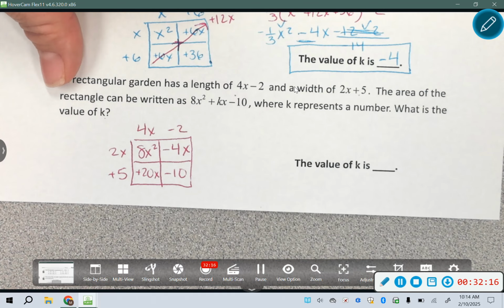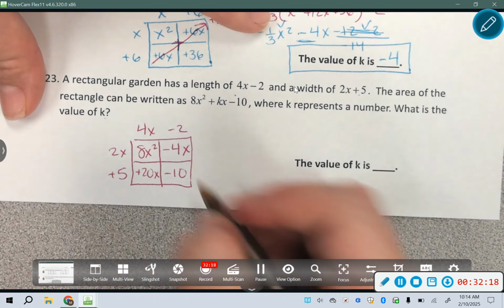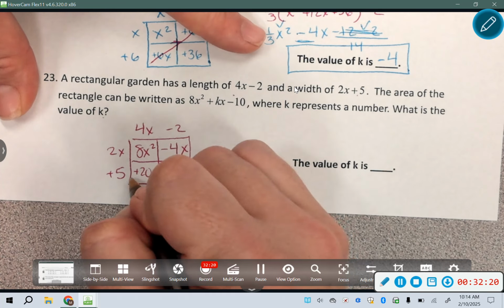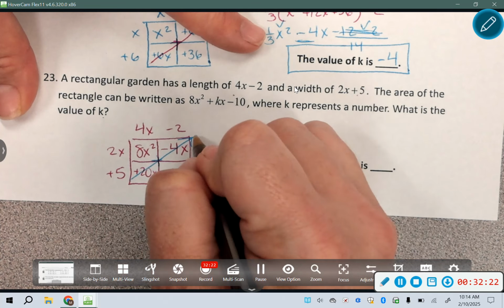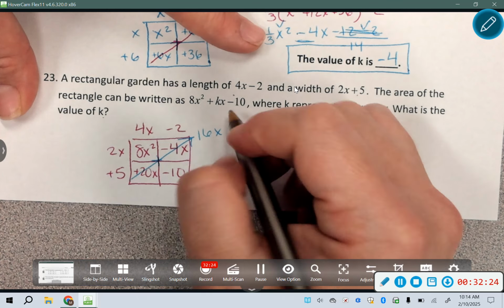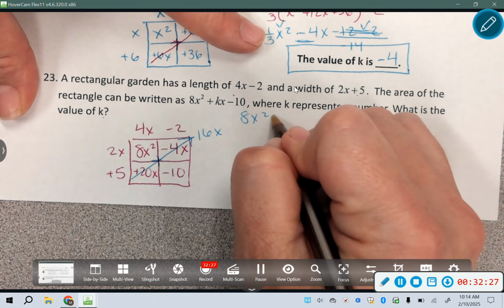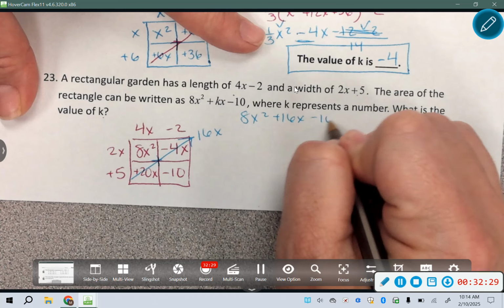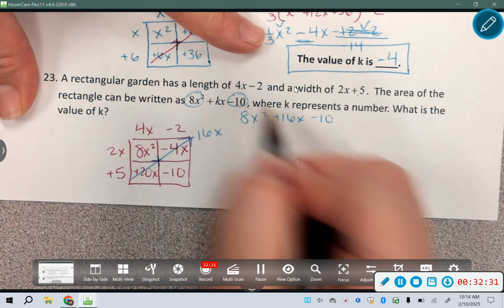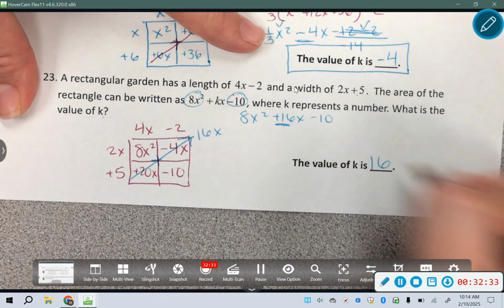Sorry, I'm going kind of fast. Feel free to pause or slow down if you need to. 20x minus 4 or plus negative 4 is going to give me 16x. So I get 8x squared plus 16x minus 10. 8x squared is right, minus 10 is right, so 16 is my value of k.